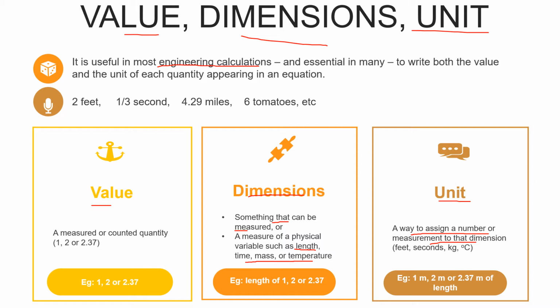We cannot say, for example, 2 spoons of salt. That is not a scientific way to tell about the value, dimension and unit. The scientific way is maybe 2 gram, the weight of 2 gram of salt. The weight is the dimension, 2 is the value, and gram is the unit for the weight. That is how you can write or tell about the quantity and unit.